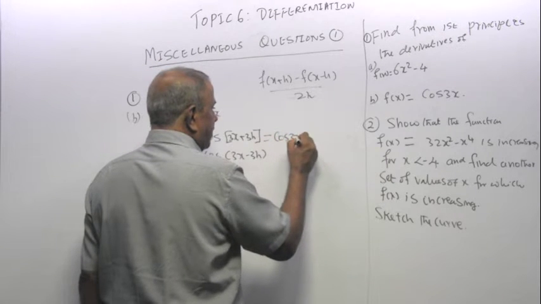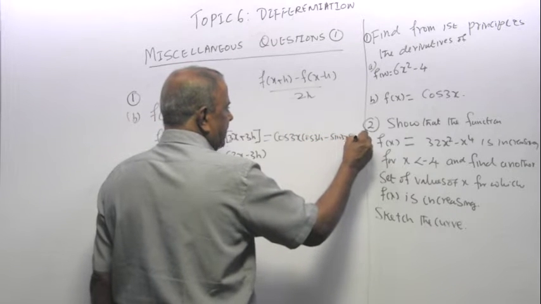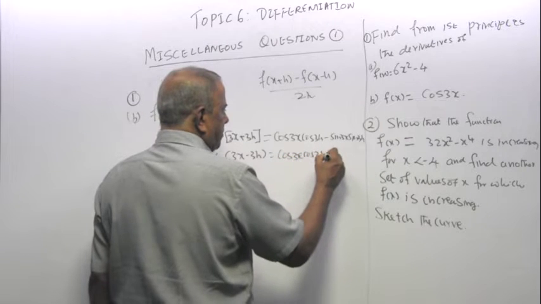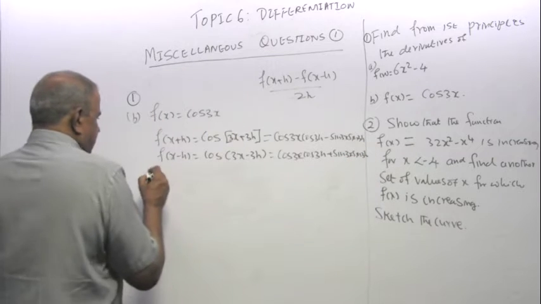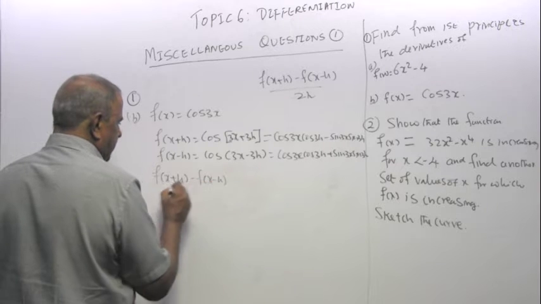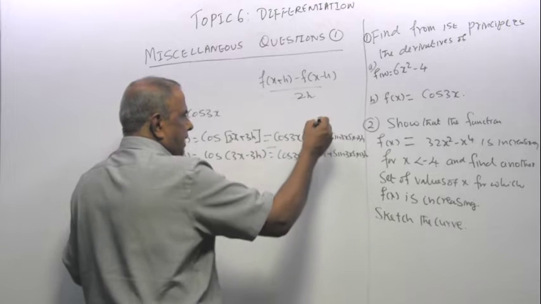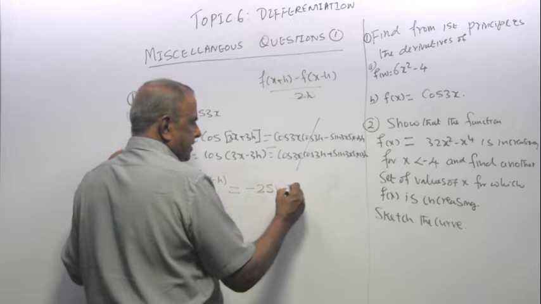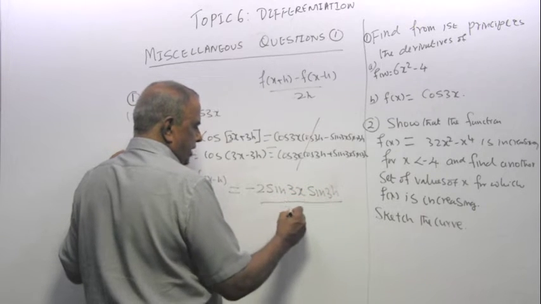This is cos 3x cos 3h minus sine 3x sine 3h. This is cos 3x cos 3h plus sine 3x sine 3h. Agreed? So what is f of x plus h minus f of x minus h over 2h? I need to subtract. When you subtract, these two cancel. I get minus 2 sine 3x sine 3h over 2h.